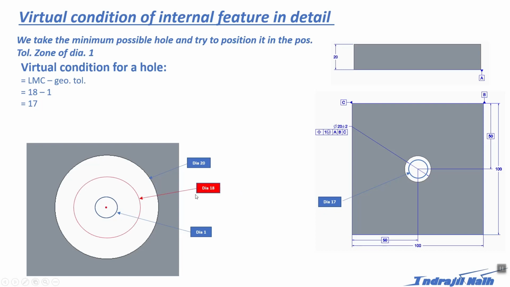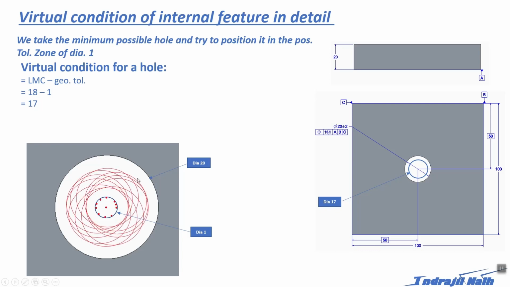So here you have a diameter of 18, which is the least material condition, and I will try to position it at the extremes of this location. It can be here, here, here, all these places. If I take all of these extreme positions and connect the tangents of this region, it will form a circle of diameter 17. This will be my virtual condition.